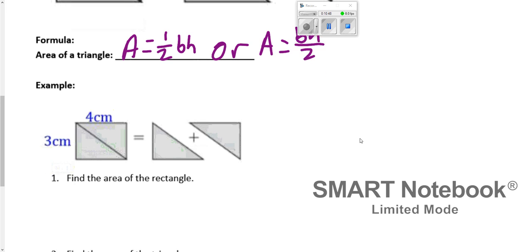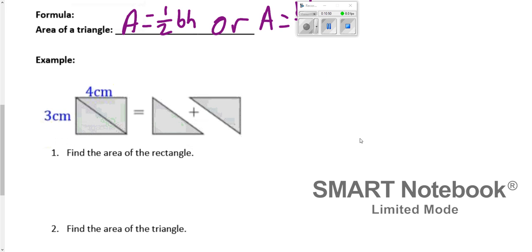Here's an example. So first, let's find the area of this rectangle. So area equals length times width.